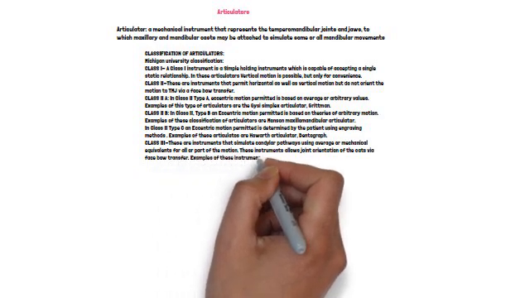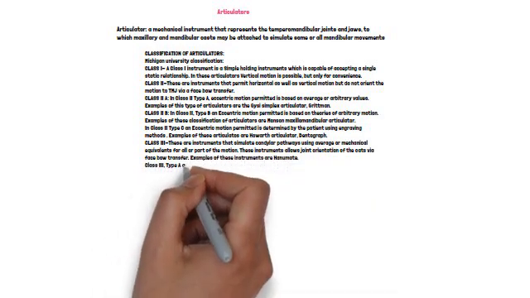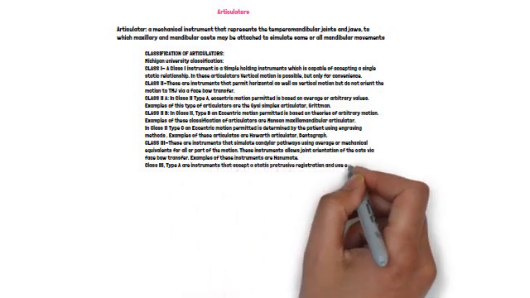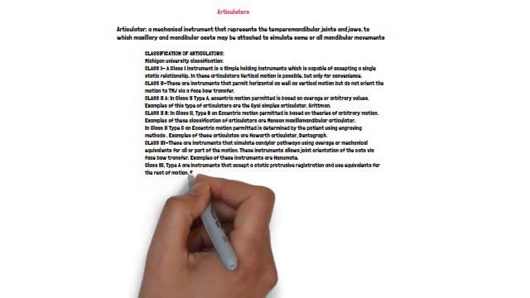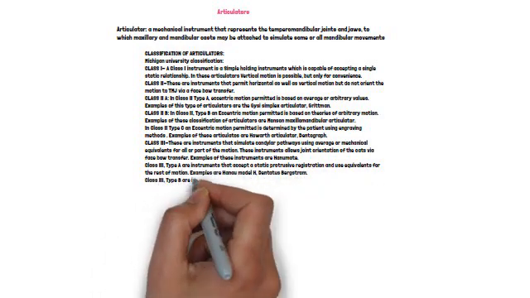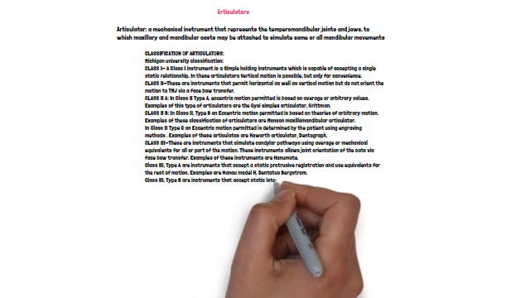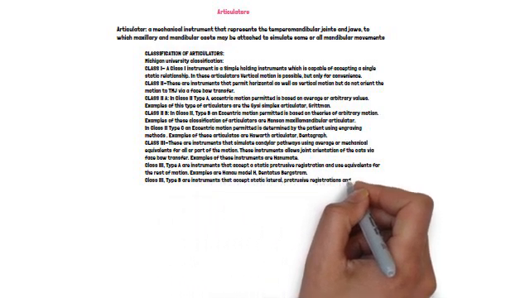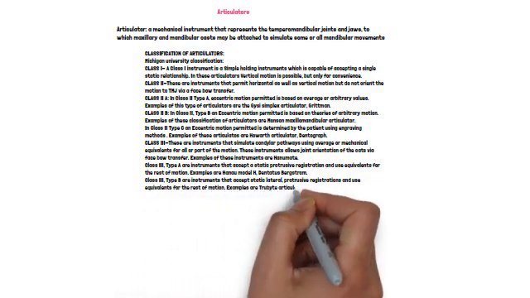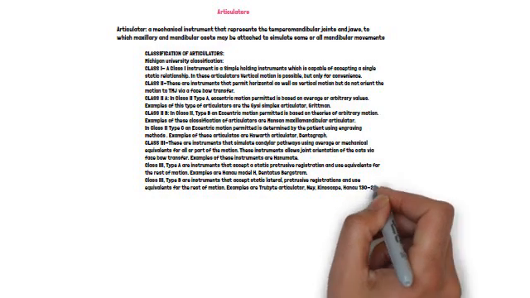Class III, Type A are instruments that accept a static protrusive registration and use equivalents for the rest of the motion. Examples are the Hanau Model H and the Dentatus Bergstrom. Class III, Type B are instruments that accept static lateral and protrusive registrations and use equivalents for the rest of the motion. Examples are the Trubyte articulator, Ney, Kinescope, Hanau 130-21, Panadent and Stansberry tripod.